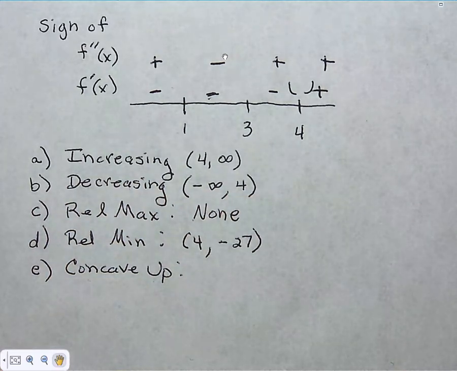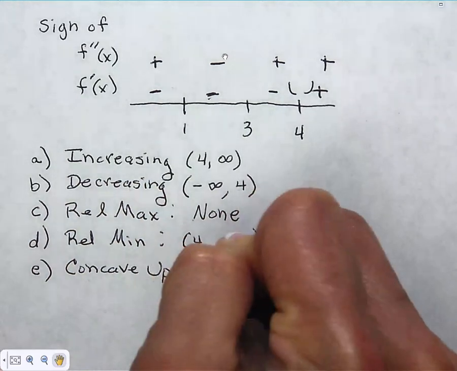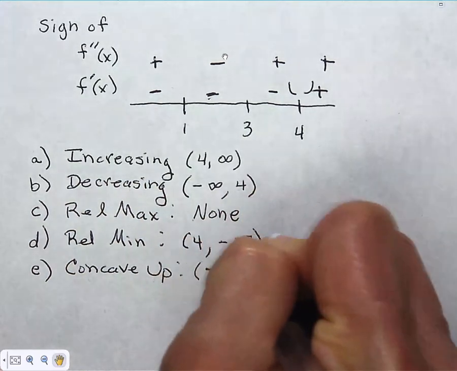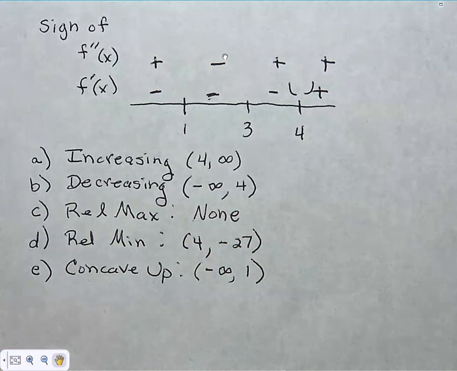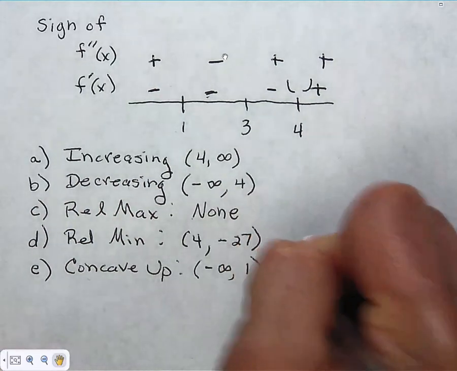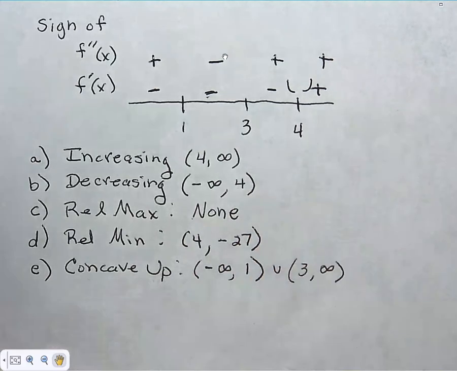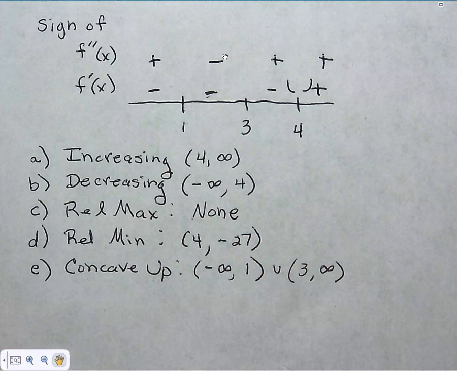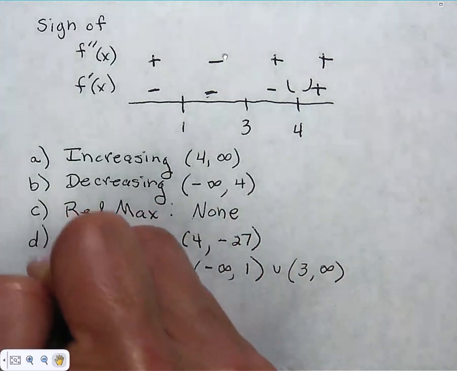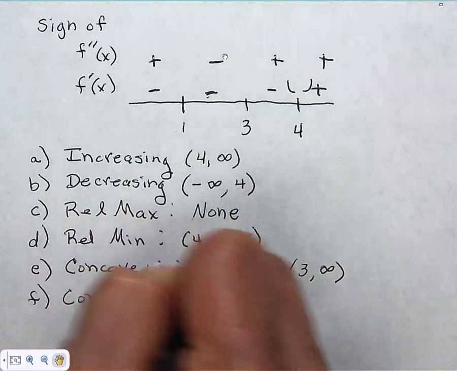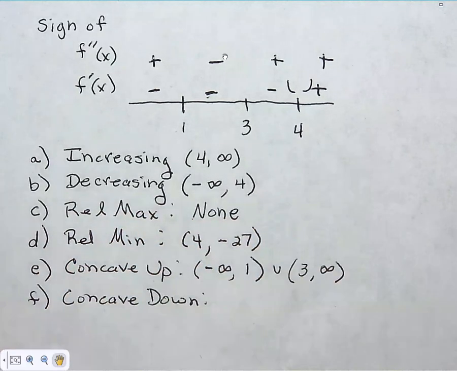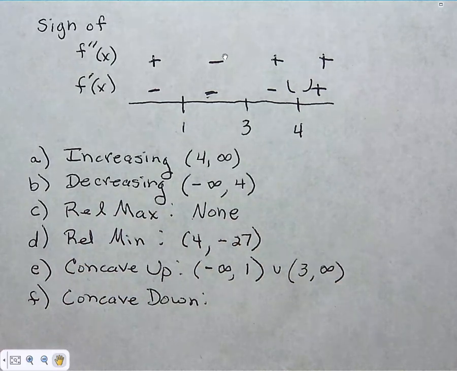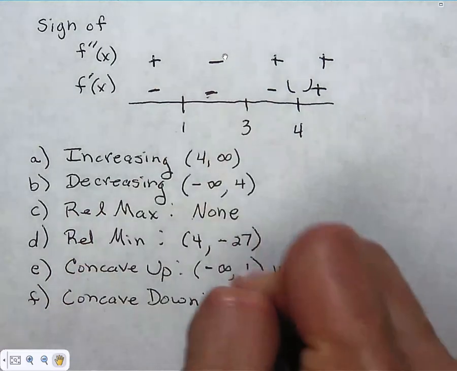All right, E part, where is the function concave up? What derivative should I be looking at? Second derivative, and specifically where the second derivative is positive. So it's concave up from negative infinity up into 1. And then it's positive again from 3 to infinity. Where's the function concave down? Where the second derivative is negative, and that's just 1 to 3.